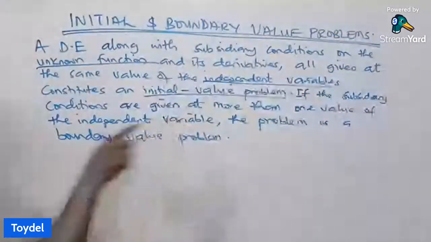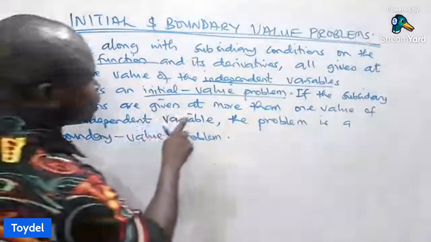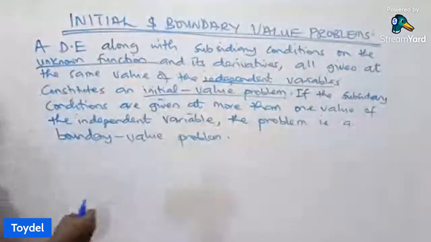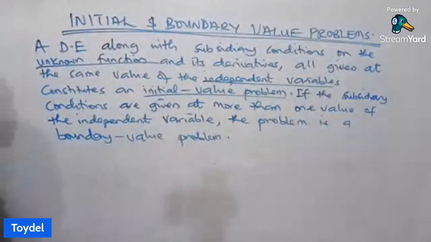Then if the subsidiary conditions are given at more than one value of the independent variable, then the problem is a boundary value problem. So when it is an initial value problem, they are given at the same independent variable. But when they are given at different values of the independent variable, it constitutes a boundary value problem.